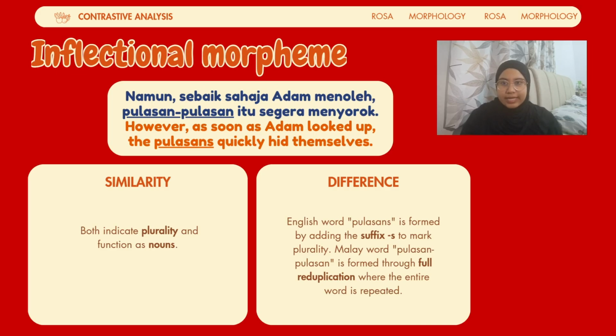So in English, the word pulasans is formed by adding the suffix s to the noun pulasan. This is an example of an inflectional morpheme because the suffix only changes the grammatical form from singular to plural without changing the word class. In contrast, Malay forms plurality through full reduplication. The word pulasan-pulasan is created by repeating the whole word pulasan. Unlike English, Malay does not add a plural suffix like s. So this shows that both languages express the same meaning, which is plurality, but they use different morphological processes.